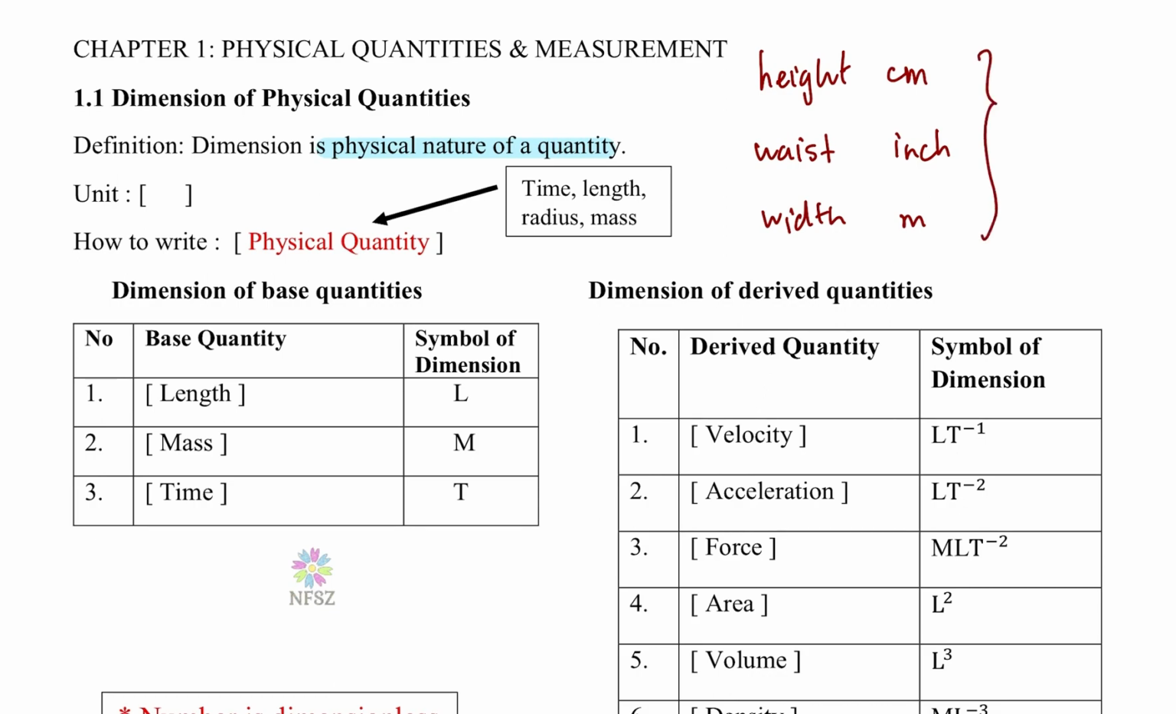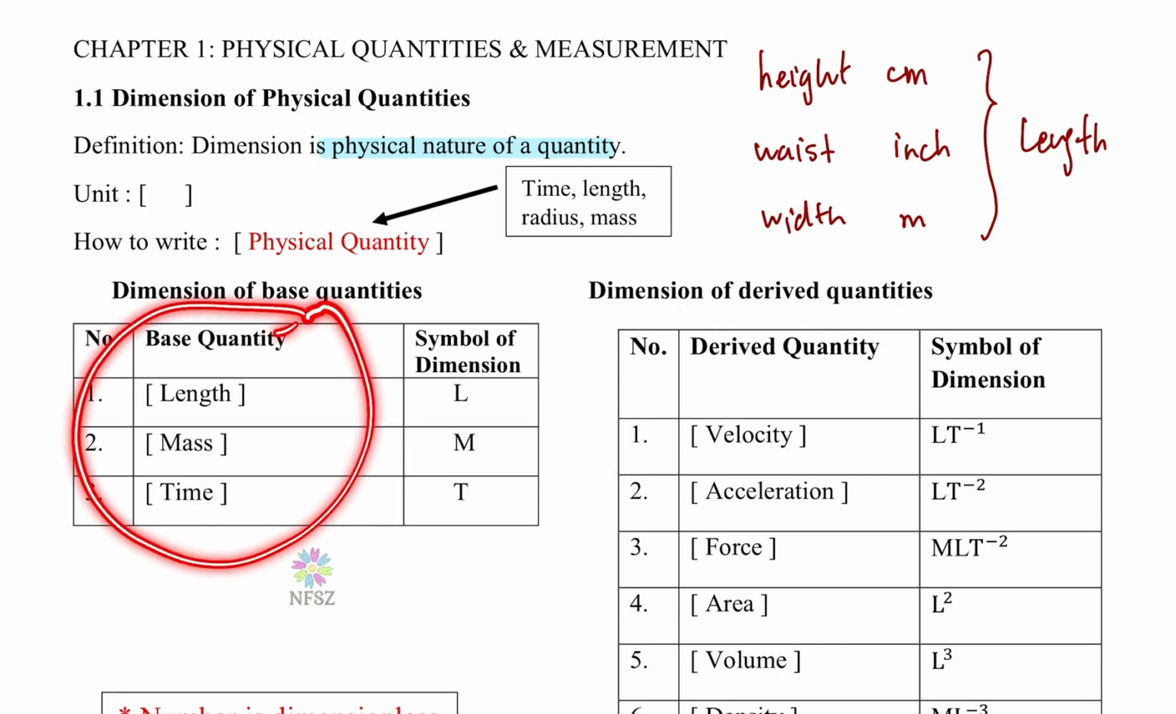So all these three quantities, height, waist, and width, fall into the same category, which is length. So we can represent them as length. These are the three base quantities that are important for this chapter. We have length, then the symbol of dimension is L, mass dimension is M, time is T.